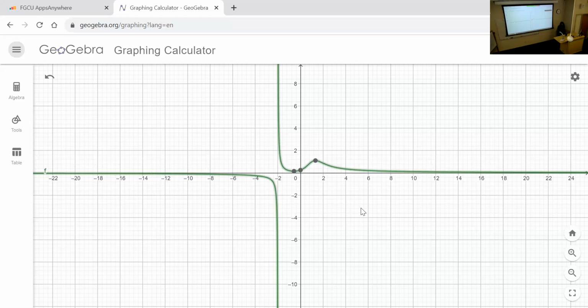All possible y values. Negative infinity to 0, union 0 to positive infinity. Do we agree with Sophie? Yes, okay. I'm kind of suspicious about what Sophie said. Can someone tell me why?